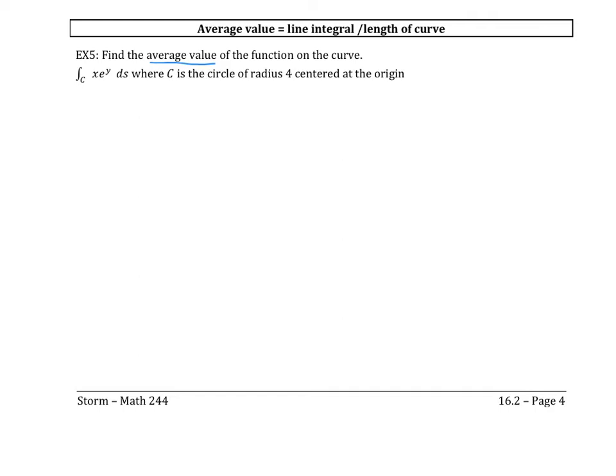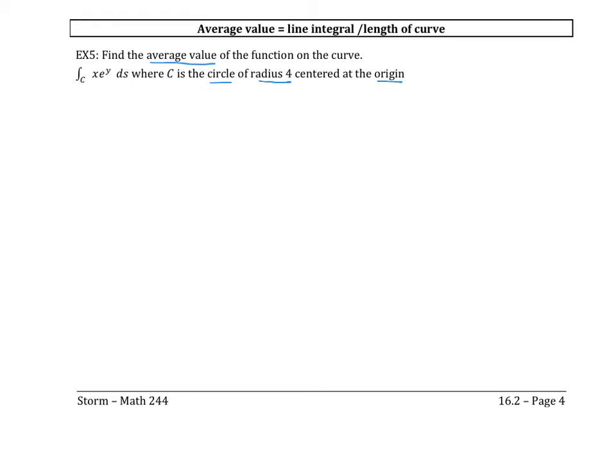C is the circle of radius 4 centered at the origin. So again, I'm not given the definition of my curve. I have to define it myself. So I know it's a circle and it's centered at the origin. The radius is 4.